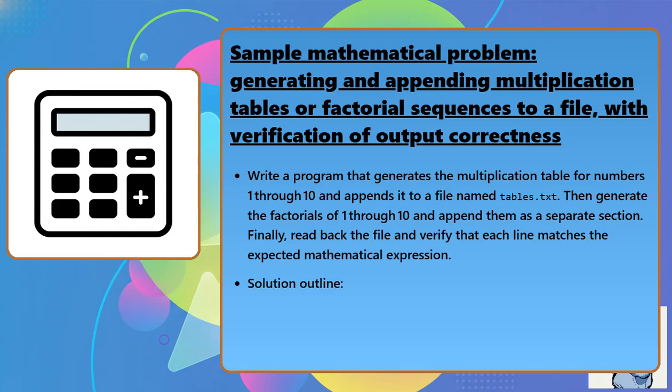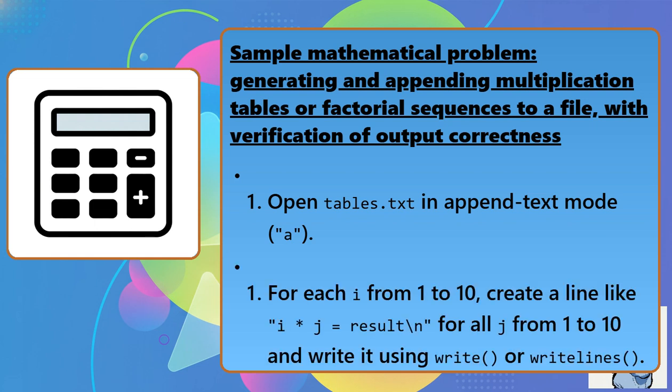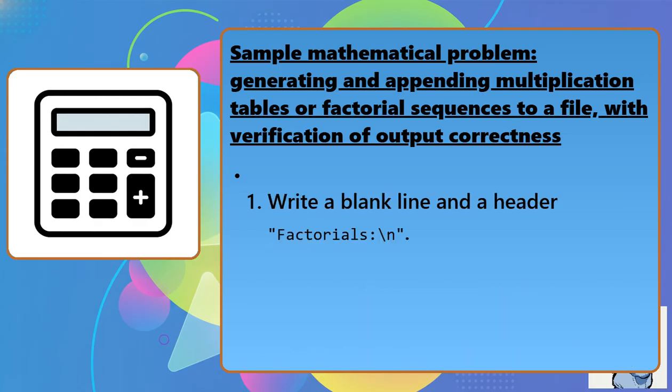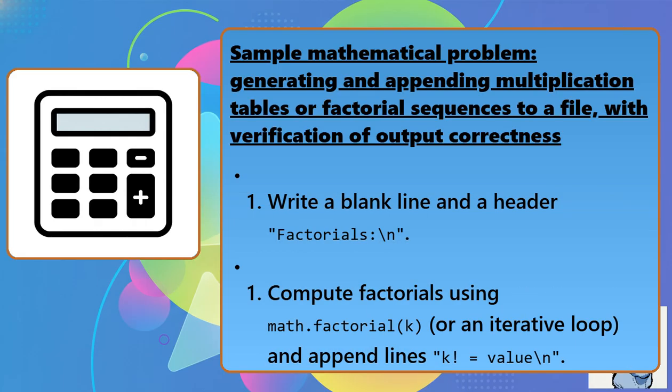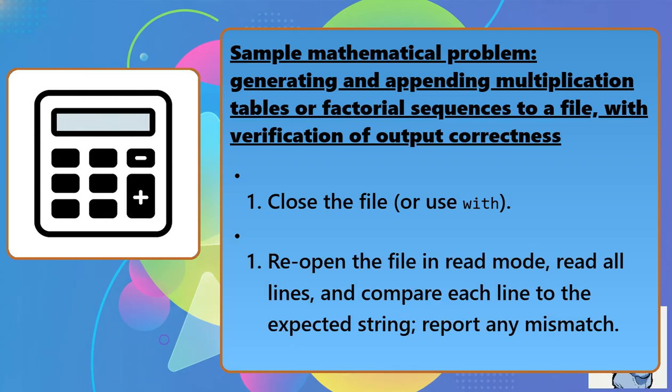Solution outline. Step 1: open tables.txt in append text mode, 'a'. Step 2: for each i from 1 to 10, create a line saying i times j equals result, newline, for all j from 1 to 10, and write it using write or writelines. Step 3: write a blank line and a header, 'Factorials', newline. Step 4: compute factorials using math.factorial(k) or an iterative loop, and append lines saying k factorial equals value, newline. Step 5: close the file or use with. Step 6: reopen the file in read mode, read all lines and compare each line to the expected string. Report any mismatch.